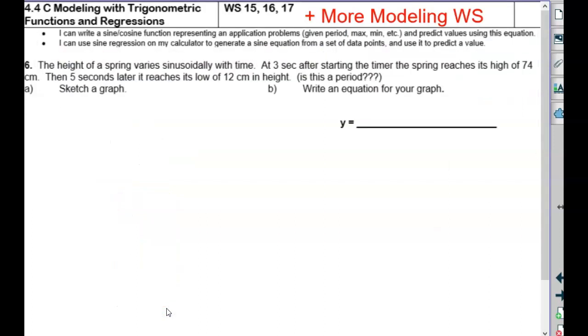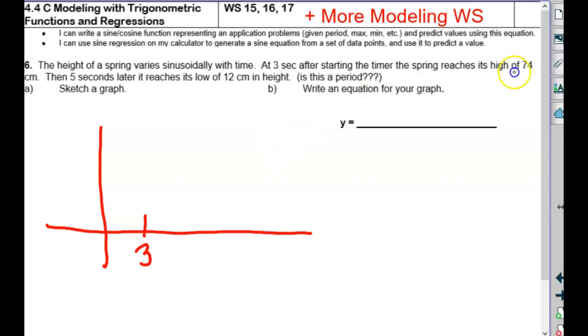Okay, the height of a spring varies sinusoidally with time. Please read carefully because these do not give you a full period necessarily. And I think both have a phase shift, not positive. The height of a spring varies sinusoidally with time. After 3 seconds, the spring reaches its height of 74 centimeters. So there's an ordered pair. This is the sentence that messes everybody up. Then 5 seconds later, it reaches 12 centimeters, the low.